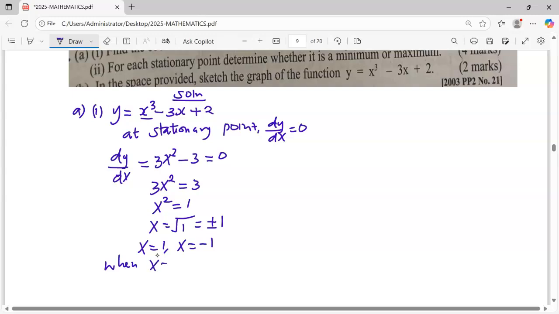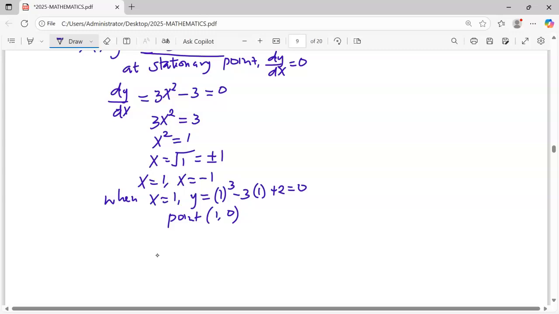So once we have gotten the values of x, we can use them to get the values of y. When x is positive 1, the value of y is going to be equal to, we substitute this in the main function, 1 cubed minus 3 times 1 plus 2, and the value of y is going to be equal to 0. Therefore, the first point we have is 1, 0.